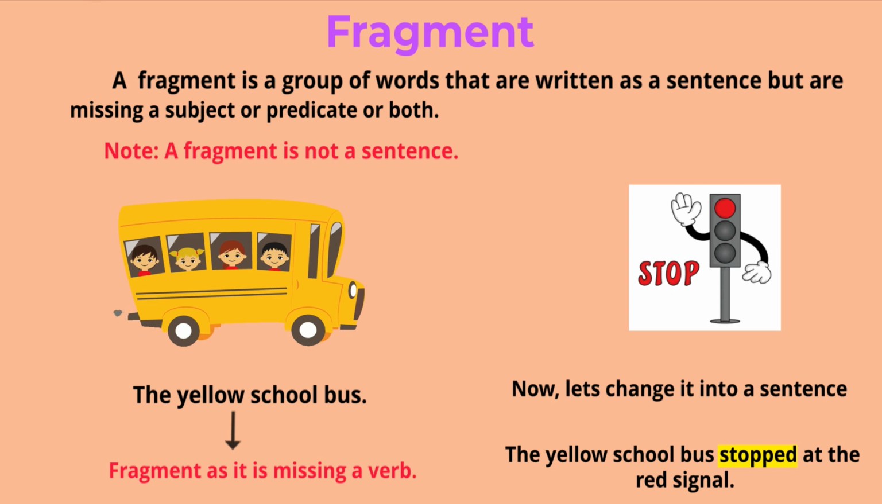Bus stopped. So here the subject is the school bus. Yellow would be the adjective because you're describing the school bus. And stopped is the verb. So you have a subject and a predicate. So this fragment became a complete sentence.